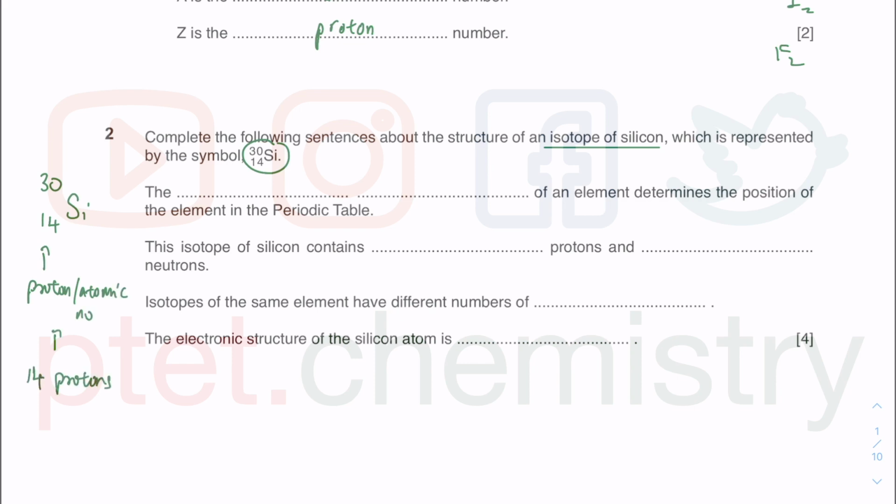And what we have on top there is the mass or nucleon number. This basically tells us that there are 14 protons, but we don't know how many neutrons. It's the number of protons plus the number of neutrons. I know the number of protons because the proton number there is 14.